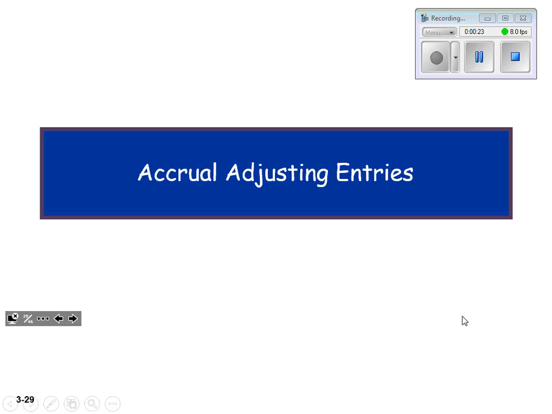We have to record what we used. Otherwise, would things be understated and overstated? If we didn't record adjusting entries for supplies, would it look like we have more assets than we do? Yes. So assets would be overstated, and they really shouldn't be because we've used some of those supplies.